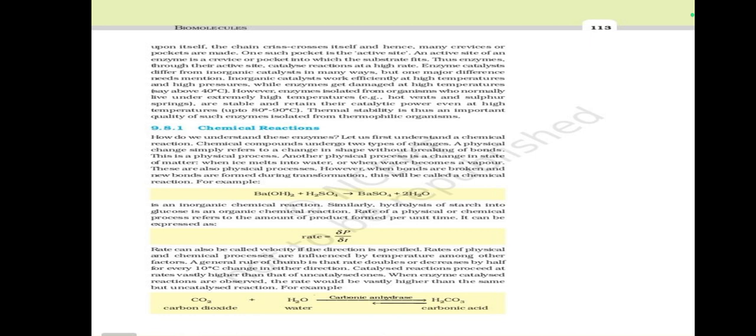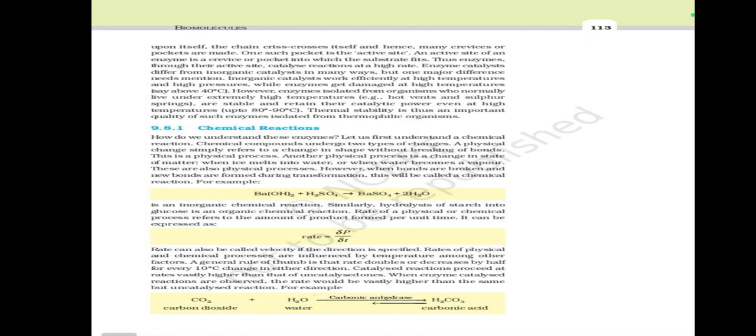The rate of a physical or chemical process refers to the amount of product formed per unit time. It can be expressed as rate = delta P upon delta t. Rate can also be called velocity if the direction is specified. Rates of physical and chemical processes are influenced by temperature, among other factors.